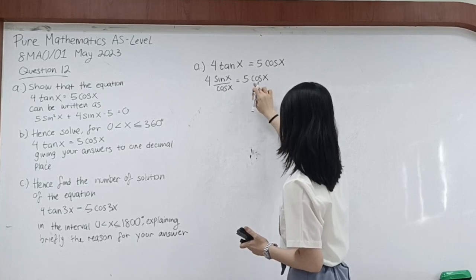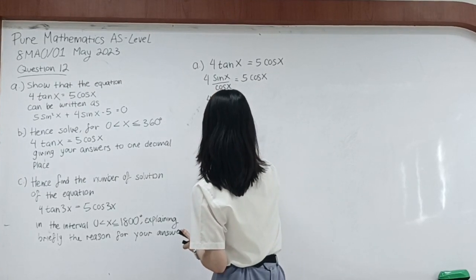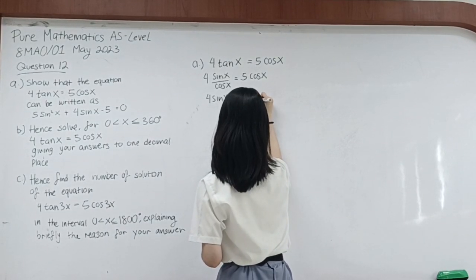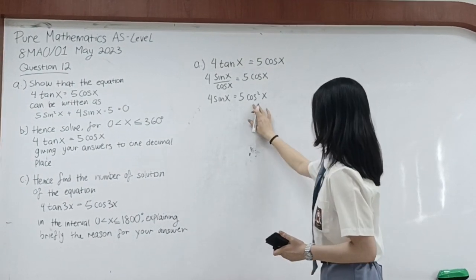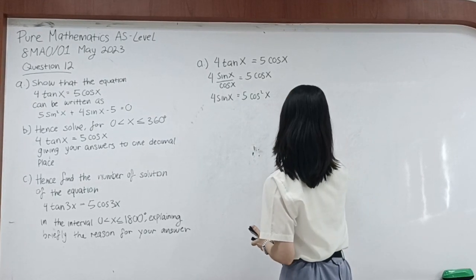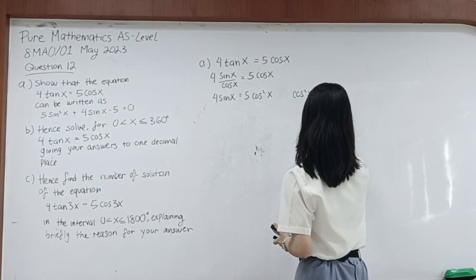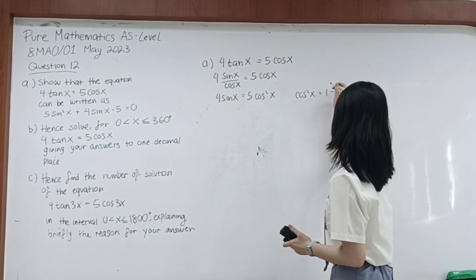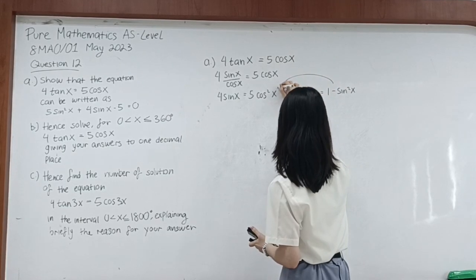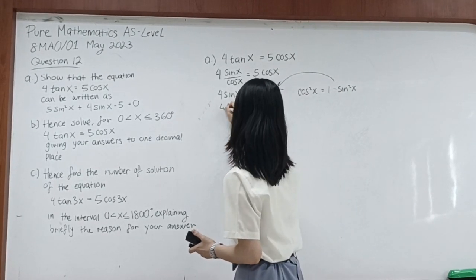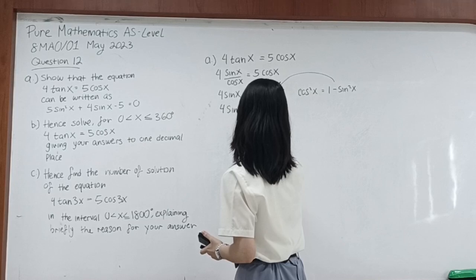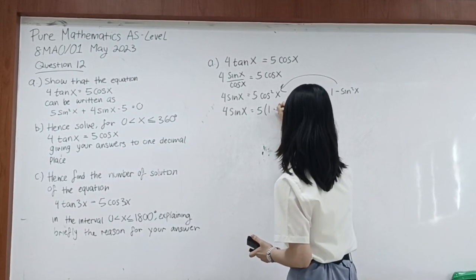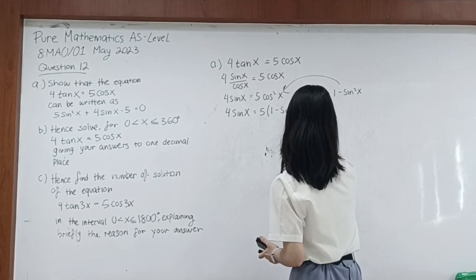Seeing this equation, we know that we can multiply the cos x to the other side, giving us 4 sin x equals 5 cos squared x. Now we know that cos squared x is actually equal to 1 minus sin squared x. This is a part of the trigonometric identities, and we can put this identity over here, hence giving us 4 sin x equals 5. Don't forget to put in the brackets because we're multiplying it, so 1 minus sin squared x.